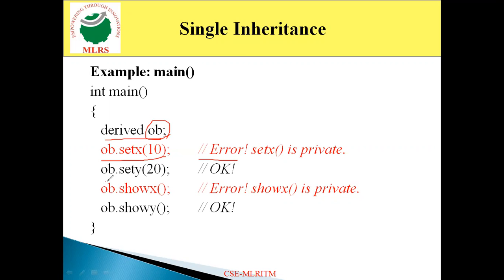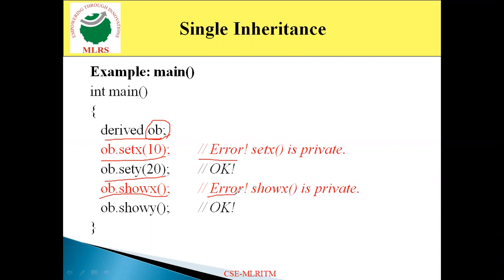Similarly, I specify one more, ob.setY of 20. SetY is related to the derived class, so there is no problem with this. The setY is a function which is there in the derived class, so it will execute. Then ob.showX. This is a member function in the base class which is inherited into the derived class in private mode. So we cannot access the private parts directly by means of the objects.